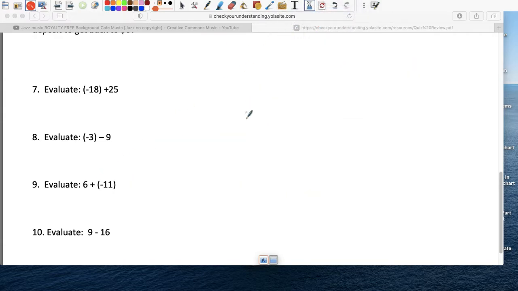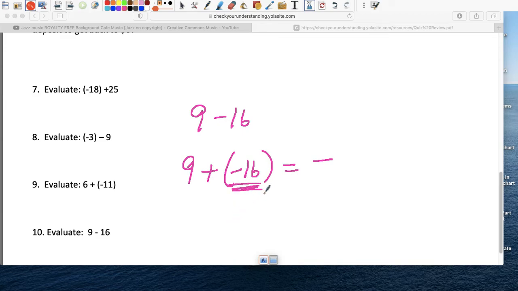9 minus 16, last one. So again, a lot of you might be comfortable changing that to this, adding the additive inverse of 16, which is -16. And then now you can draw a number line. I mean, you can do so many things. You can look at their absolute values. It's completely up to you. So in this case, let's just do it the easy way. We know the absolute value of -16 is greater, so we know it's going to be negative. We're adding 9 to that, and it's going to give us -7.